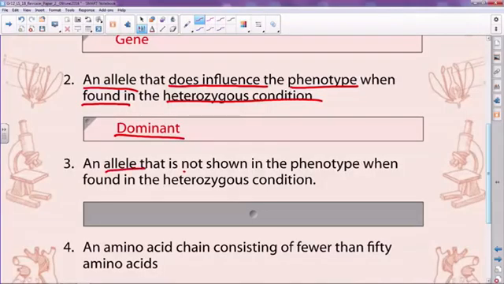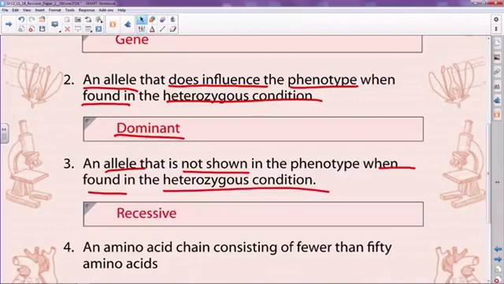And then the next one was exactly the opposite. It said the allele that is not shown in the phenotype when found in a heterozygous condition. Of course, that one is your recessive gene, the one that is hidden behind everything else.